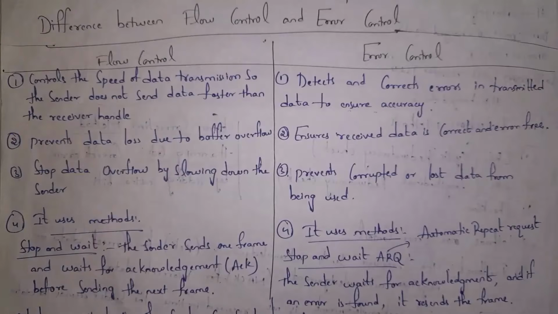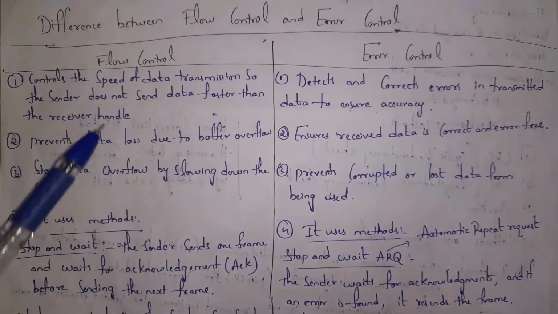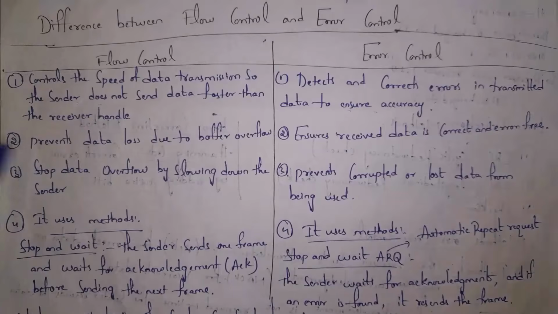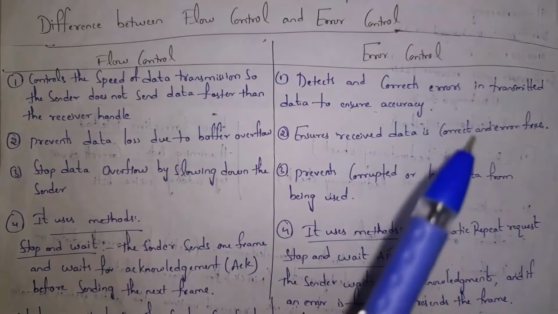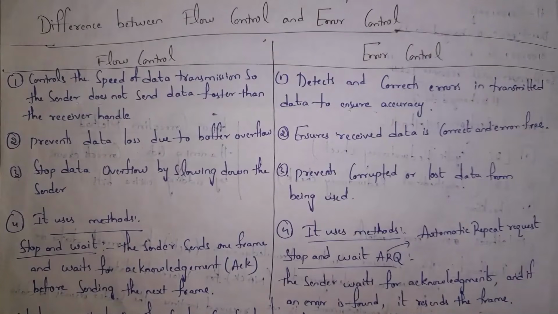Flow control means the sender will send data only at the speed at which the receiver can take data. This is the meaning of flow control. And error control means whenever the sender sends data to the receiver, if the receiver gets any errors in the data, then detecting as well as correcting those errors is known as error control. In flow control, as the sender will send data based on receiver capacity, there will not be any data loss. Whereas by using error control, data will be successfully transferred to the receiver without any errors.